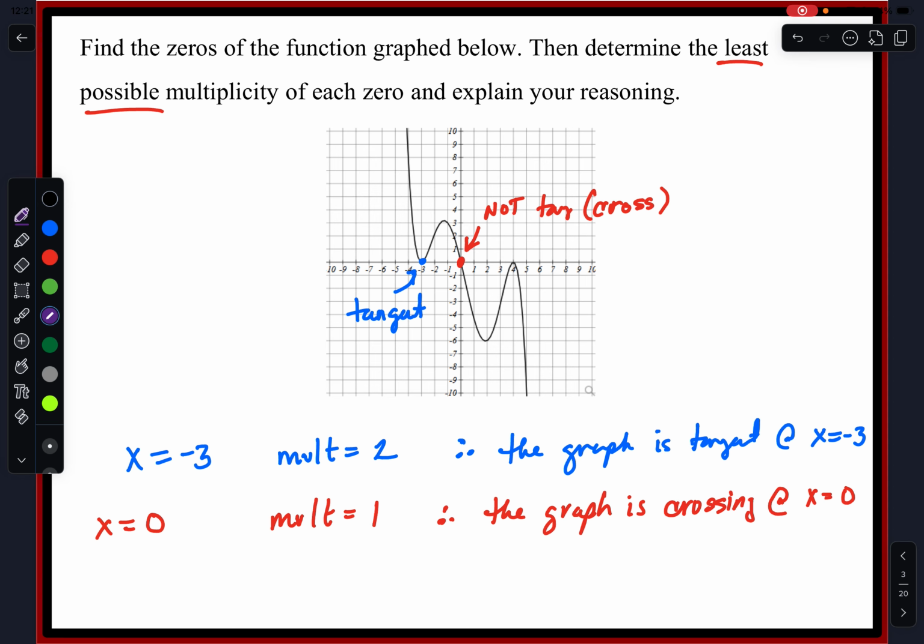And that finally brings us to the last one right here at 4. So we have a zero at 4. And again, because this graph is tangent at that location, the least possible multiplicity would have to be the number 2.